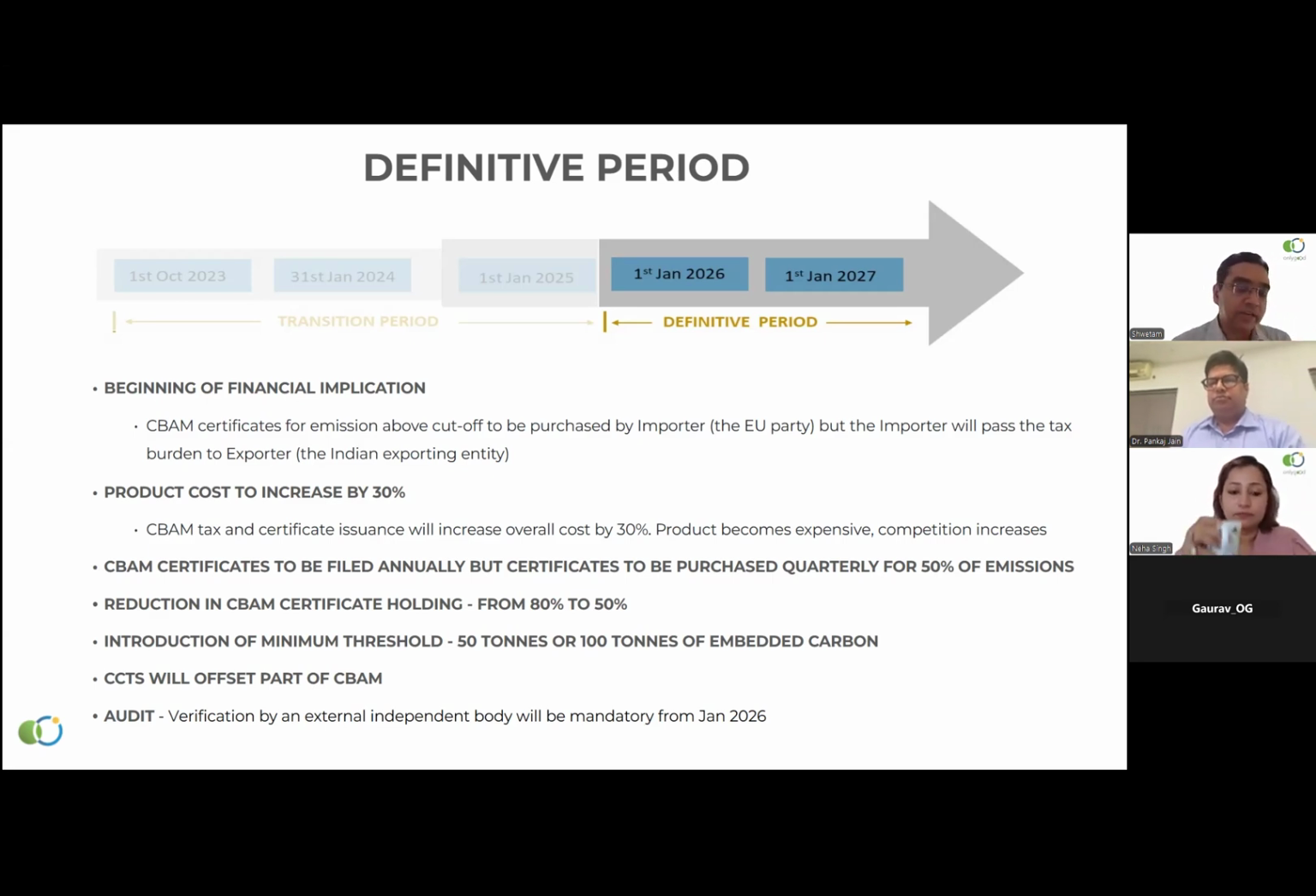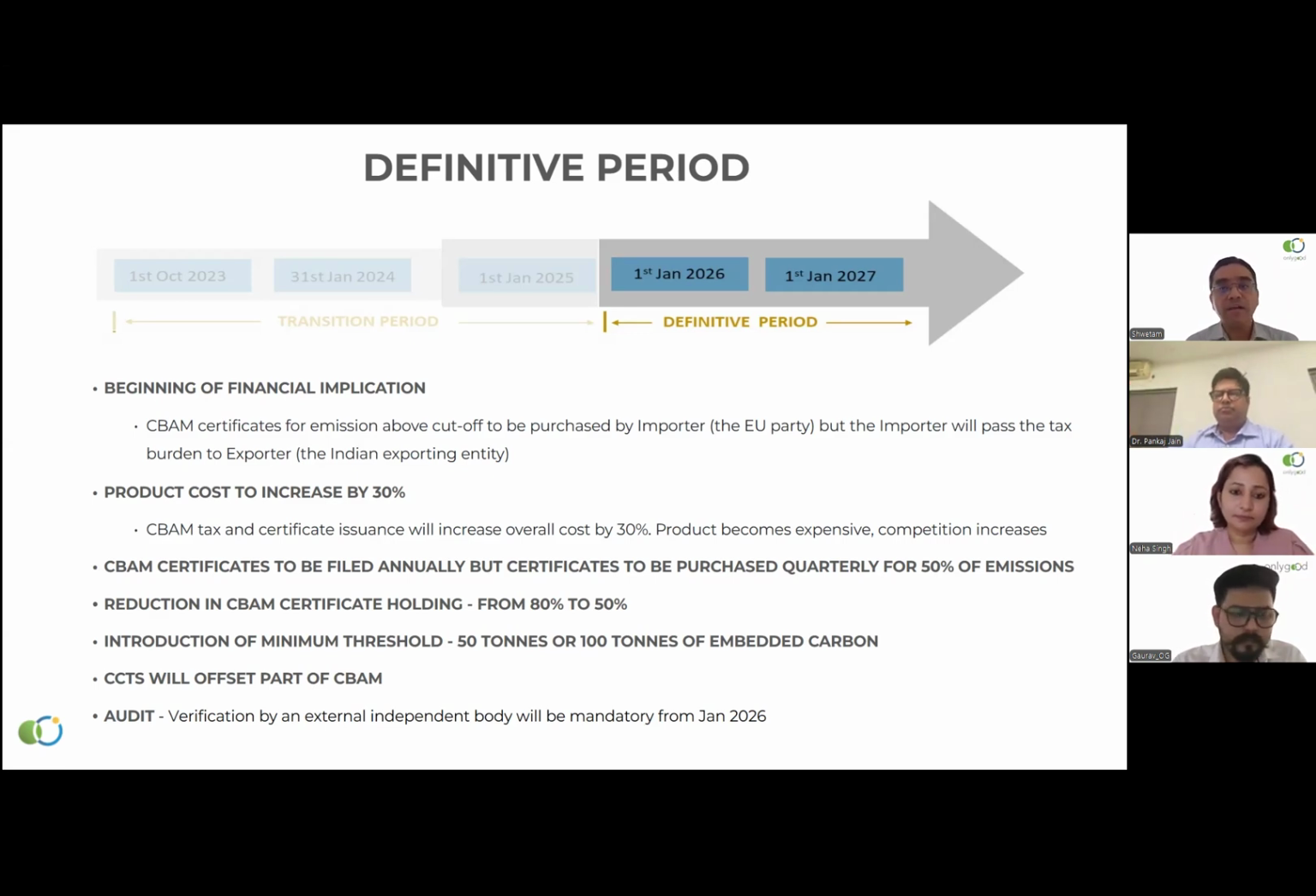And the last point is audit. From 2026, when the actual CBAM financial implication starts, we will also have to engage third-party auditors to ensure that all that we are declaring is getting audited. Which also, again, I would like to reiterate, means it is not just about filling some document and passing it along. We'll have to stand and defend and ensure that all that we are sharing is auditable.